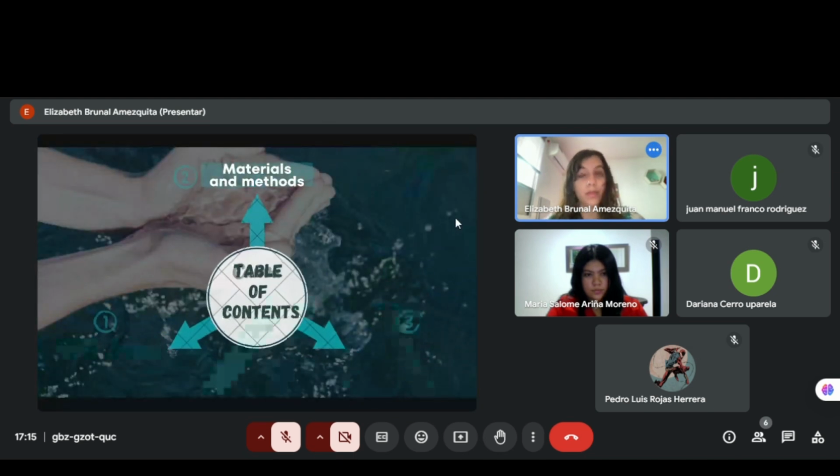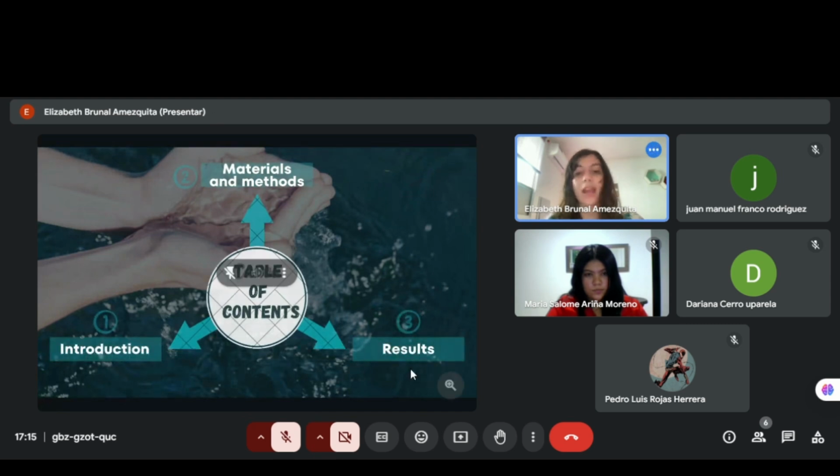So, our items are these. First, introduction; second, materials and methods; and third, the results.